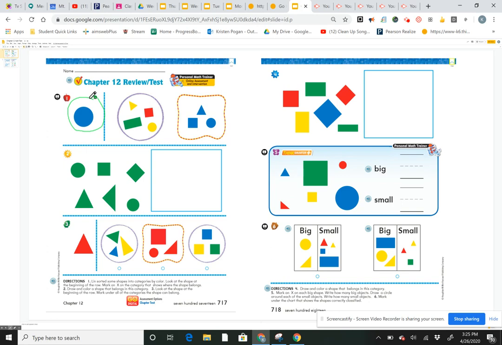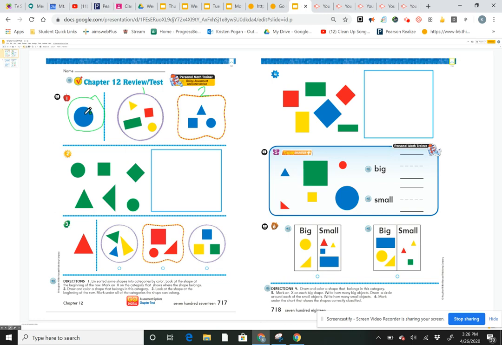So I see that she's made 2 categories. Here's category number 1, and here's category number 2. If I'm sorting by color, where does this blue circle belong? Pause the video, choose the correct category, and come back to check your work.